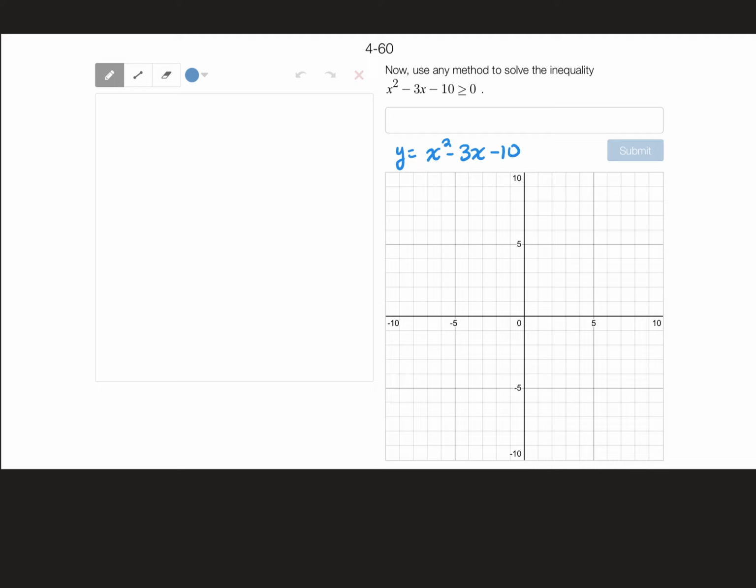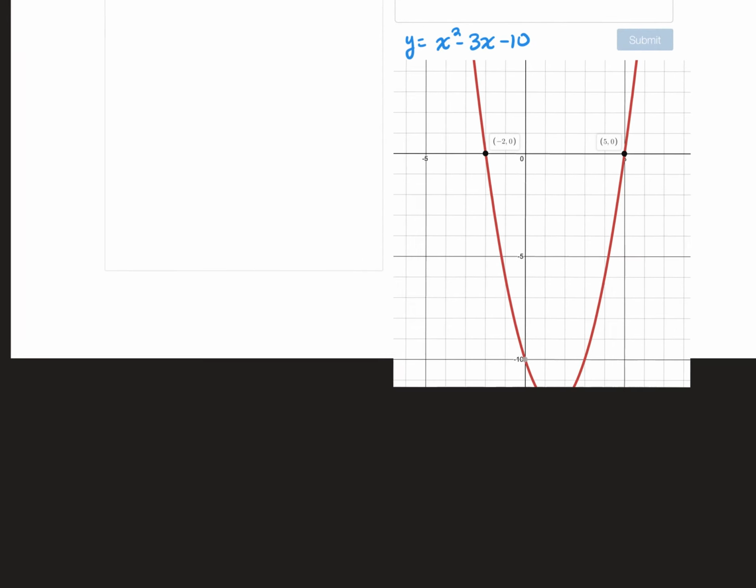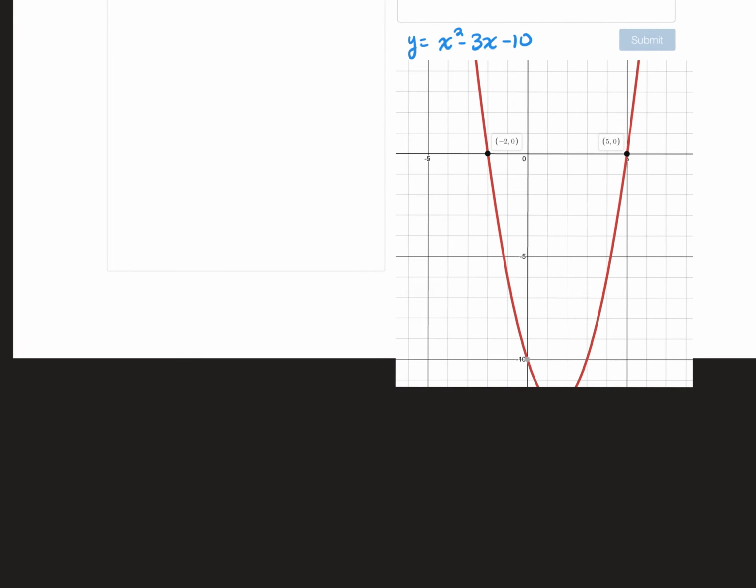You can use Desmos to do this. Go ahead and graph it and come back and check your graph. So your graph looks like the one below. Now we have our boundary points. What I can do with that is create my number line with my boundary points. So we'll do that. All right, so our number line will look like this.